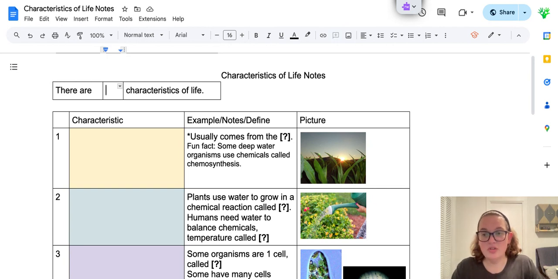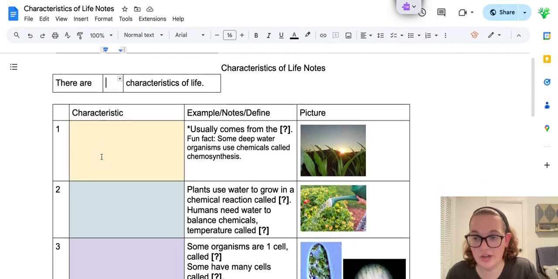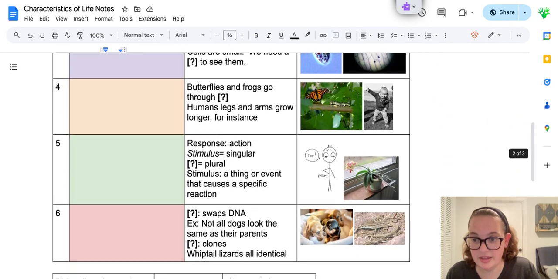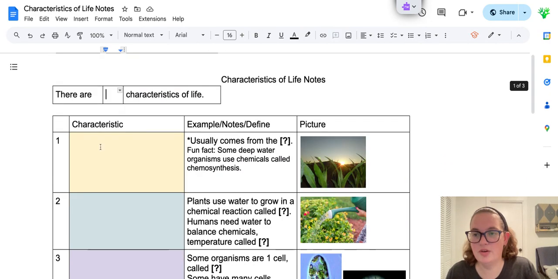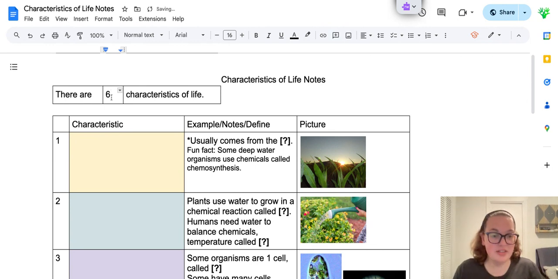All right. So there are how many characteristics of life that we're currently agreed on? Well, let's see. There are 6. So there are 6 characteristics of life. Remember, a characteristic is like a quality or a thing that something has to have or do, in this case, to be alive. We're going to go through each of the 6 characteristics.